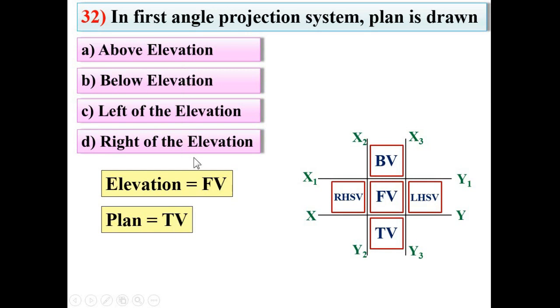So now you are able to give the answer. Plan, that means what? Top view. So top view is drawn below the front view or below the elevation. So you can see over here it is below the elevation. So B is the right answer.